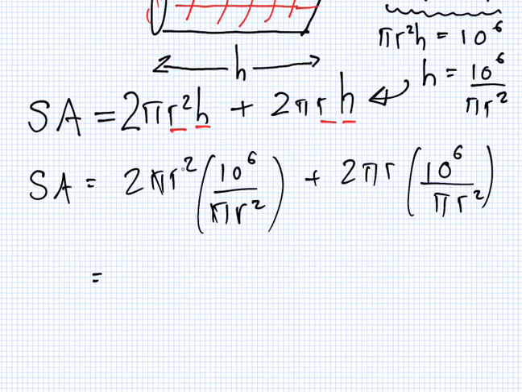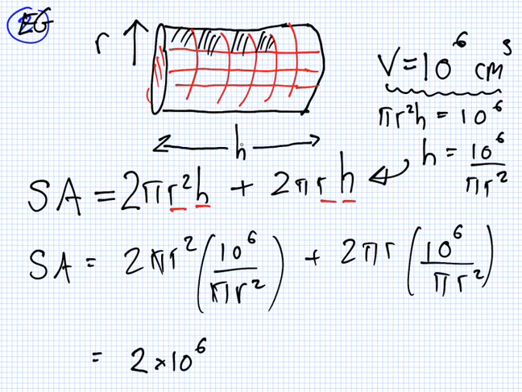R squared's go. Is that right? Yes. 2 times 10 to the 6. I was surprised that cancelled. Let me just double check. What is the formula, 2 pi R squared H? Because it's specifically 2 pi R squared. Yes, sorry, it's no square here. Thank you, Tanish. I was worried when this was cancelling.